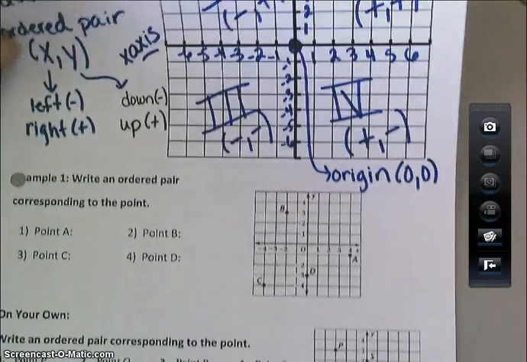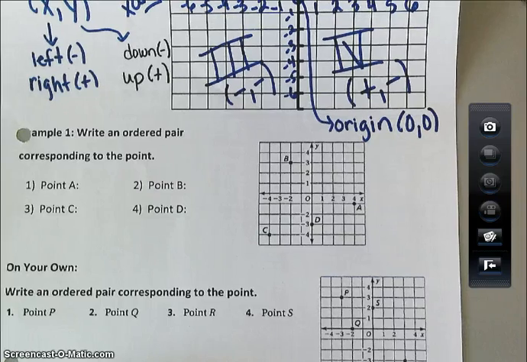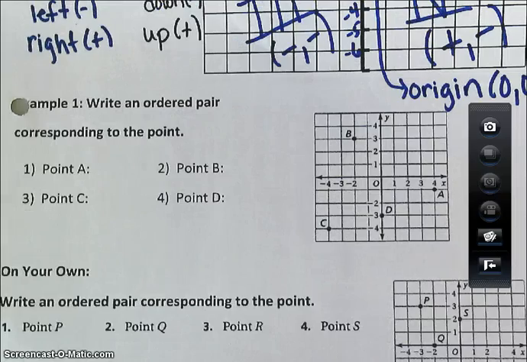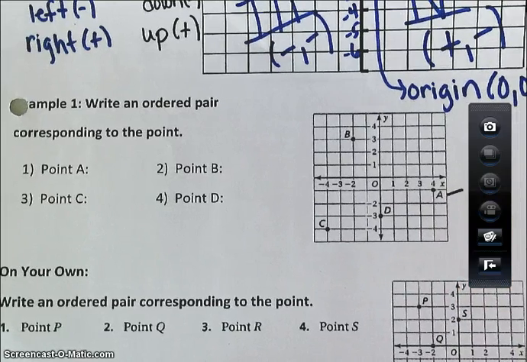So write an ordered pair. It says write an ordered pair corresponding to the point. Well, I want to write the ordered pair corresponding to point A. So I have to find point A. Well, here's point A, right there. I need to write directions to that point, pretty much.